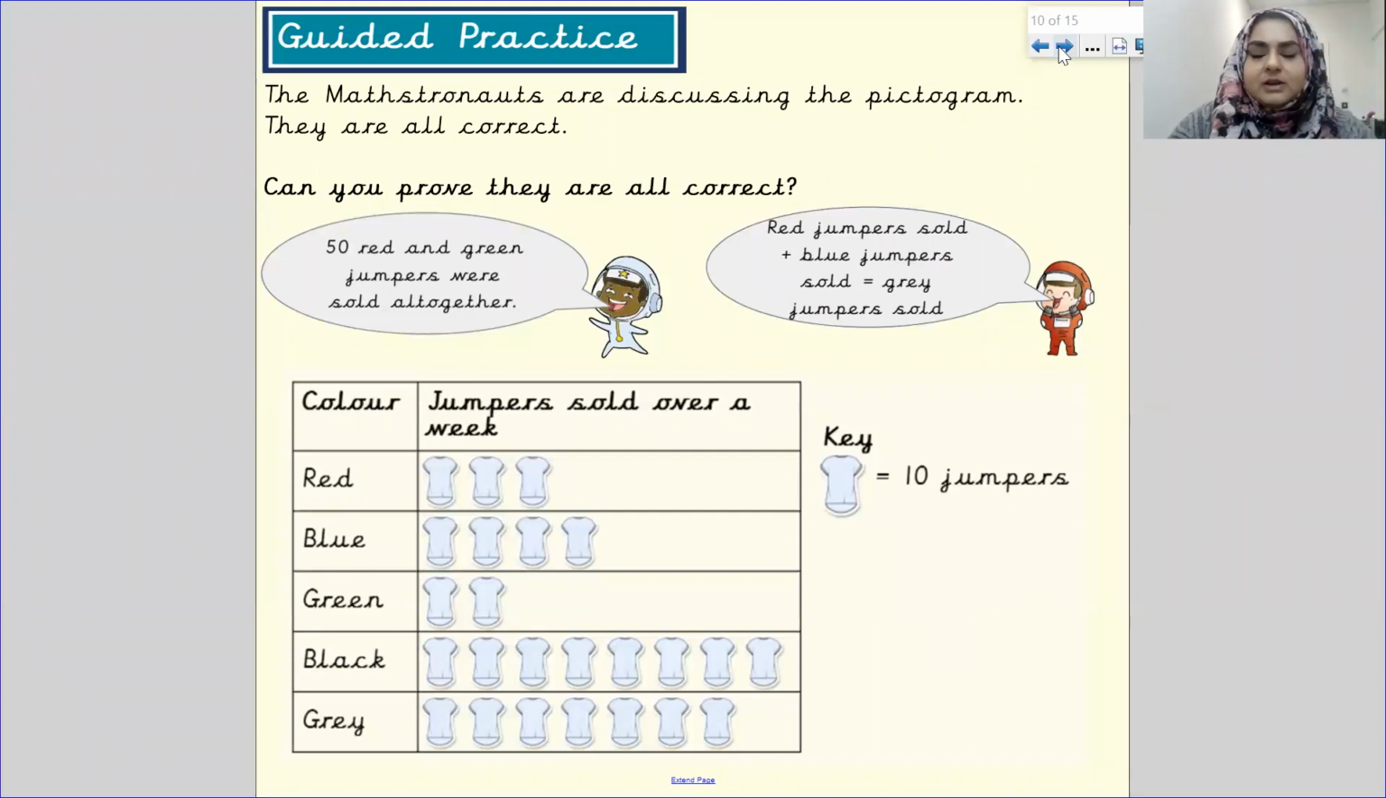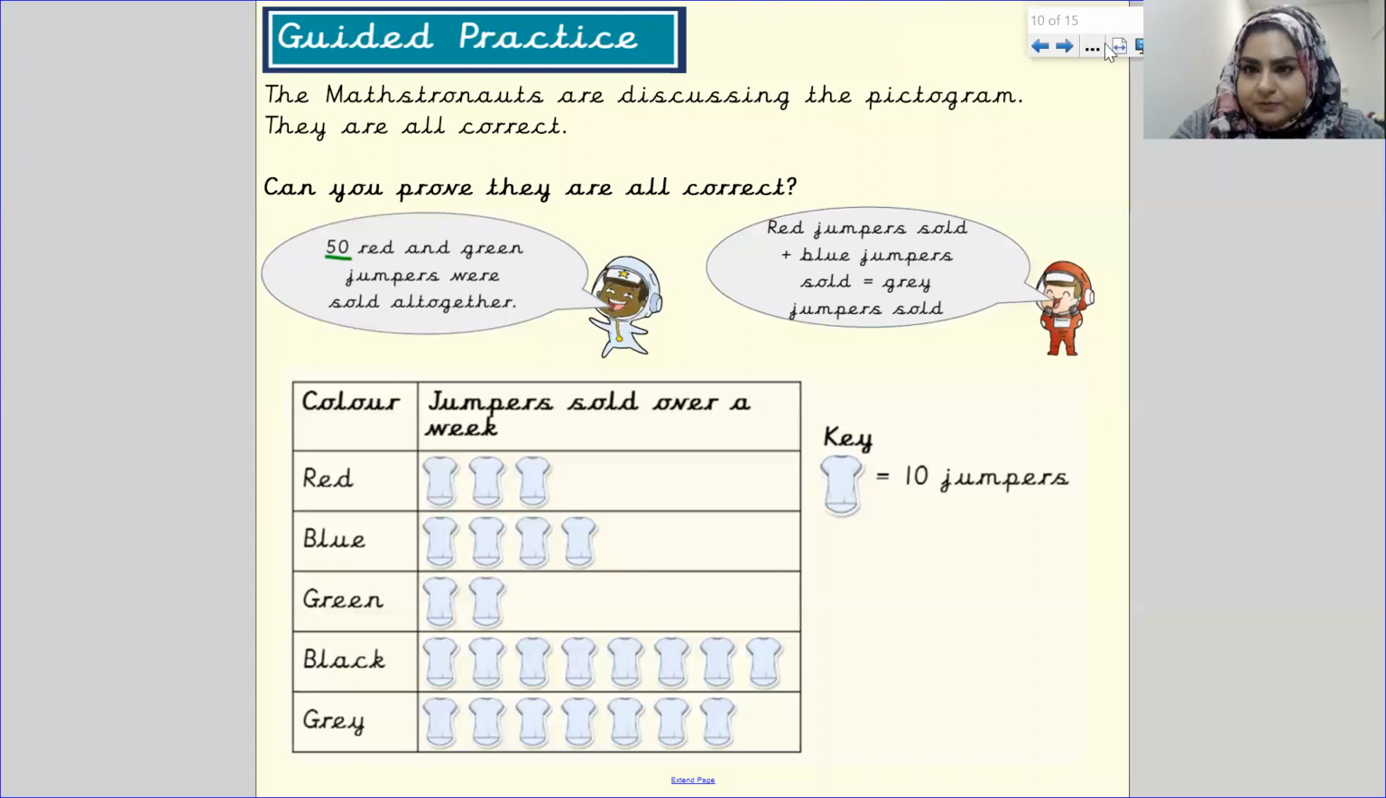So now guided practice number 5, I think it is. The mathstronauts are discussing the pictogram. They are all correct. Can you prove they are all correct? So the blue mathstronaut is saying 50 red and green jumpers were sold altogether. And the red one is saying red jumpers sold plus blue jumpers sold equals grey jumpers sold. Okay, so if you can just pause the screen and work this out now, and I'll come back to you. Then come back to my video when you're ready.